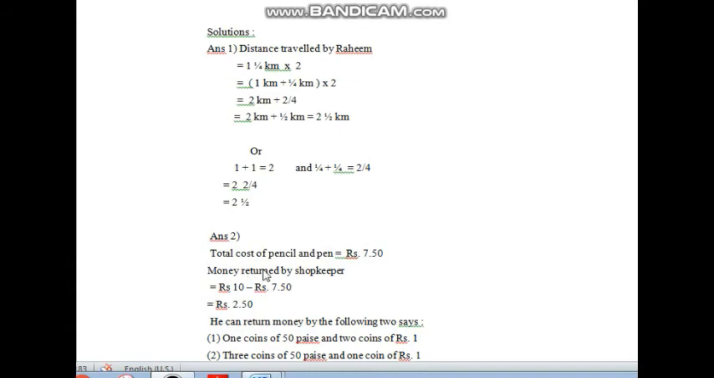Then answer 2, total cost of pencil and pen is equal to rupees 7.50, that means 7.5. Money returned by shopkeeper is equal to rupees 10 minus rupees 7.50, because Latha has rupees 10 and she spent rupees 7.50. So rupees 10 minus rupees 7.50 is equal to rupees 2.50. That means 2.5 rupees. So we can return money by the following two ways. First one, 1 coin of 50 paise and 2 coins of rupees 1. And second one, 3 coins of 50 paise and 1 coin of rupees 1.